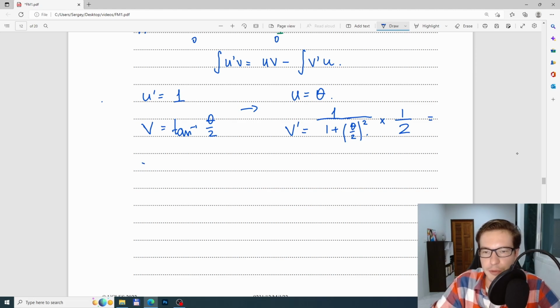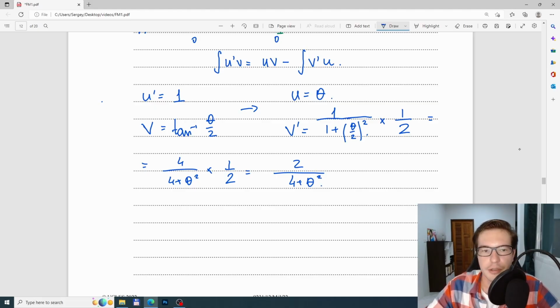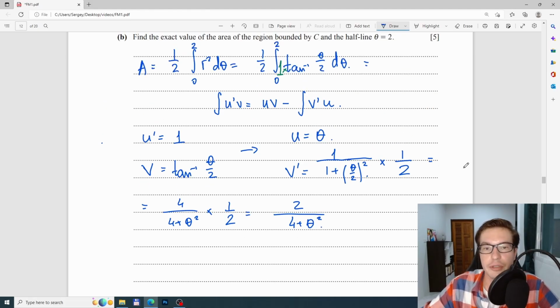Okay, so let's simplify that a little bit. We'll get 4 over 4 plus theta squared, all of this times a half. So all in all, we've got 2 over 4 plus theta squared. Okay, good. Now, let's go back into our integration. We got a half.